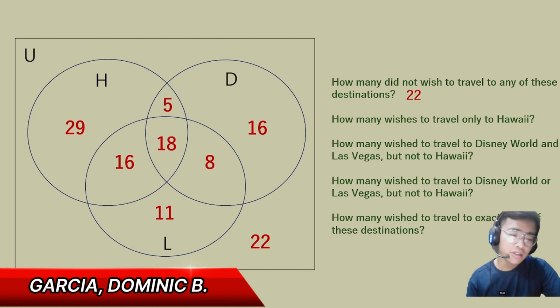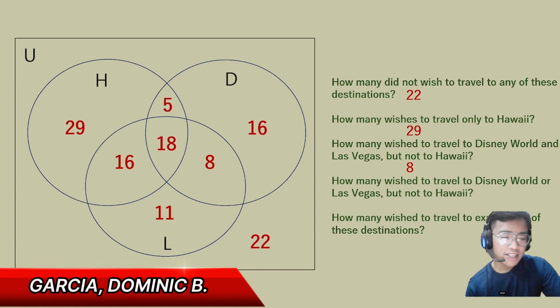Second question, how many wish to travel only to Hawaii? Simply 29. How many wish to travel to Disney World and Las Vegas but not to Hawaii? To get the value of this, you should identify the region between Disney World and Las Vegas because they are intersected with each other. What is the value between Disney World and Las Vegas? Simply, it's 8.